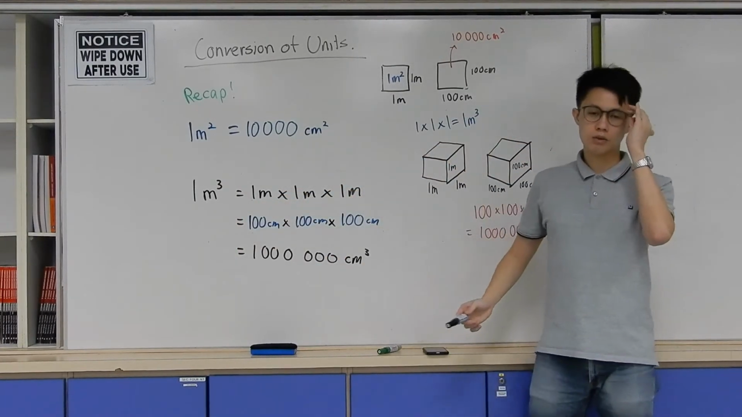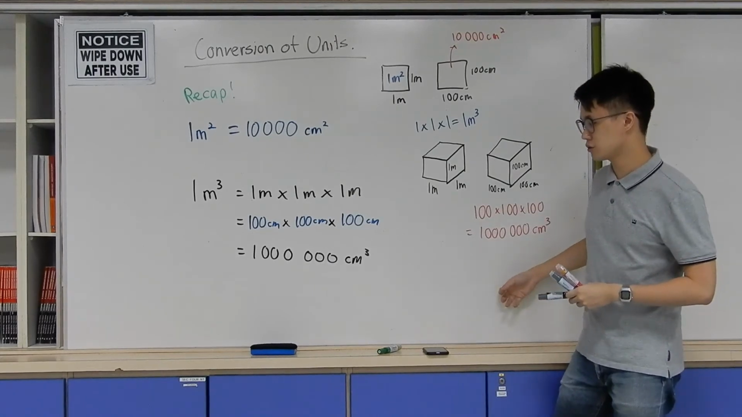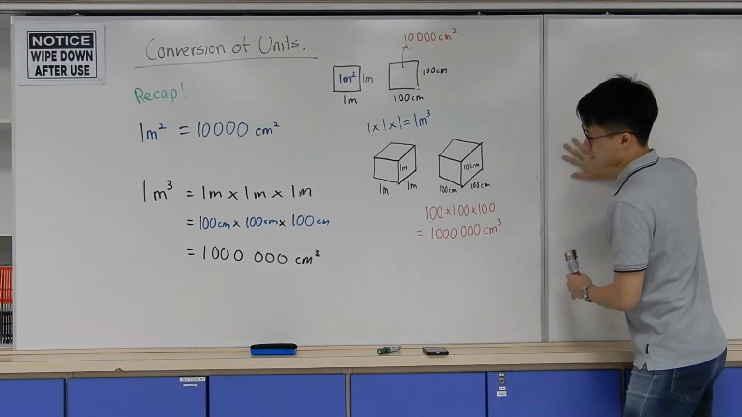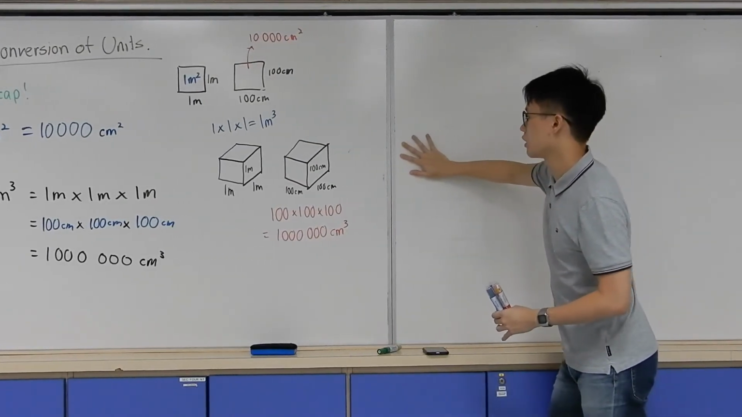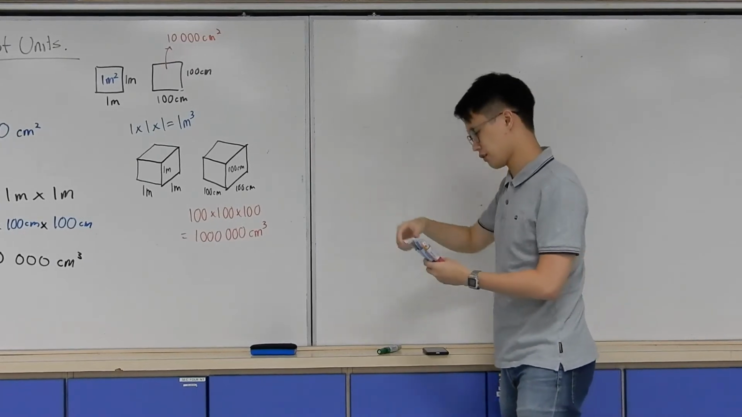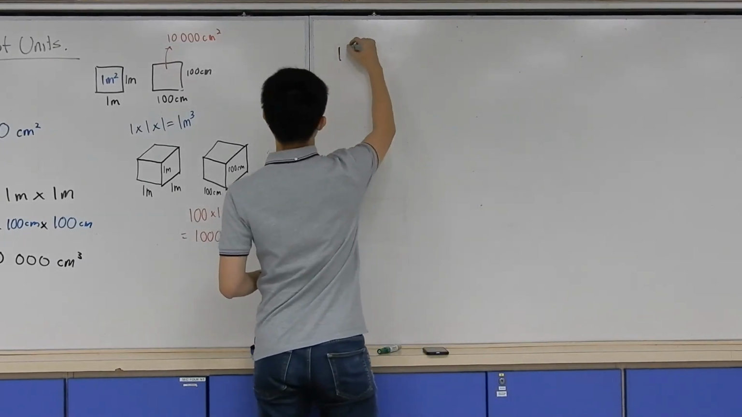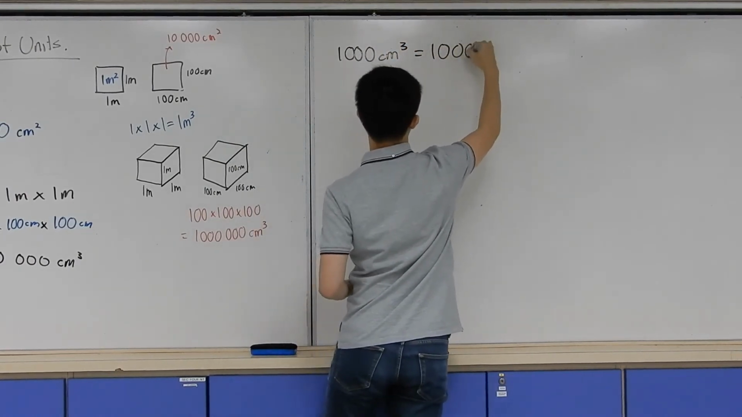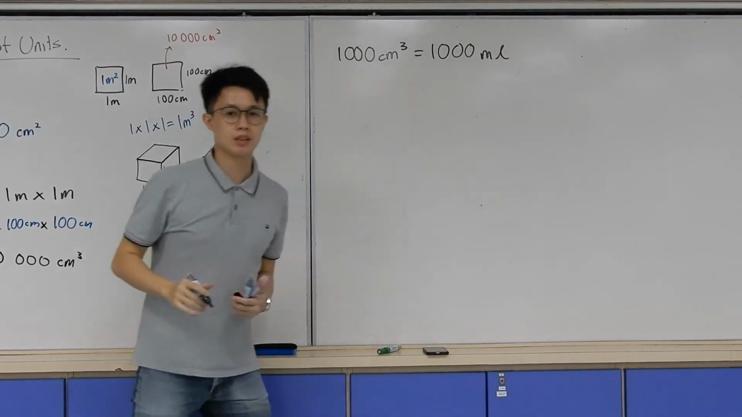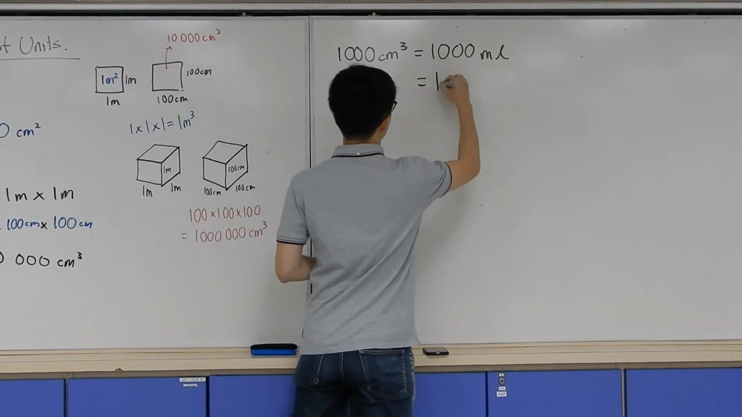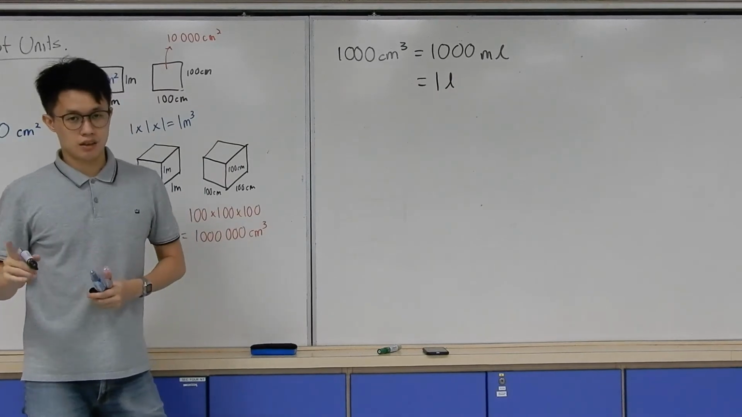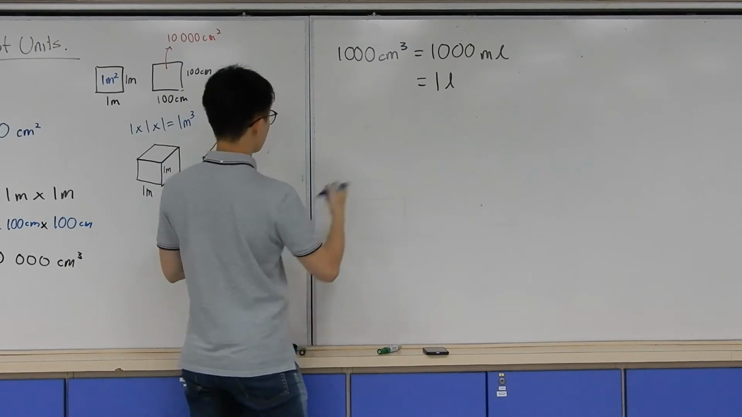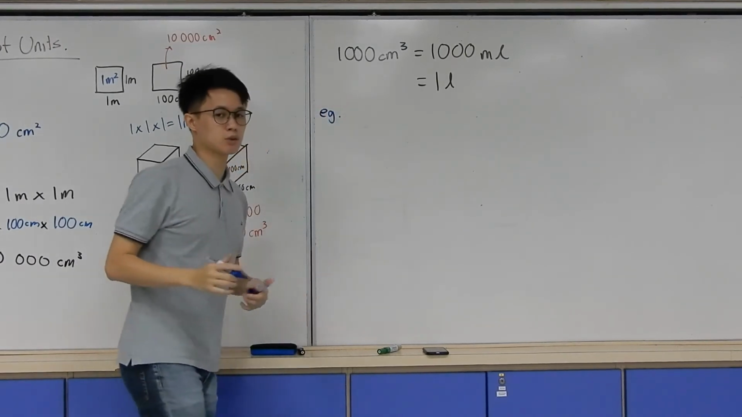Another thing to note is that in volume, sometimes used with water, you should have learned this by now, that 1000 cm cube is equal to 1000 milliliters. And simply this is just equal to 1 liter. Correct?